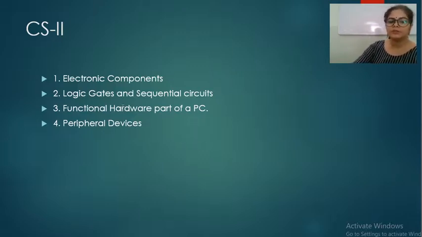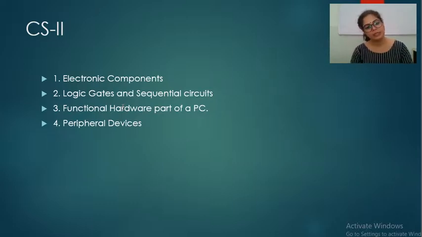In the second unit, we have studied the logic gates and the circuits, the circuits that we use to take input from the user and to provide output. In the logic gates, we have studied different categories of gates, where we have studied AND gate, OR gate, NOT gate, and other categories of gates. The third unit is the functional hardware part of a PC. In this unit, we have studied the specification of a PC. What are the features that specify a particular PC? So in this unit, we have studied different hardware parts and software parts and all the PC specifications.